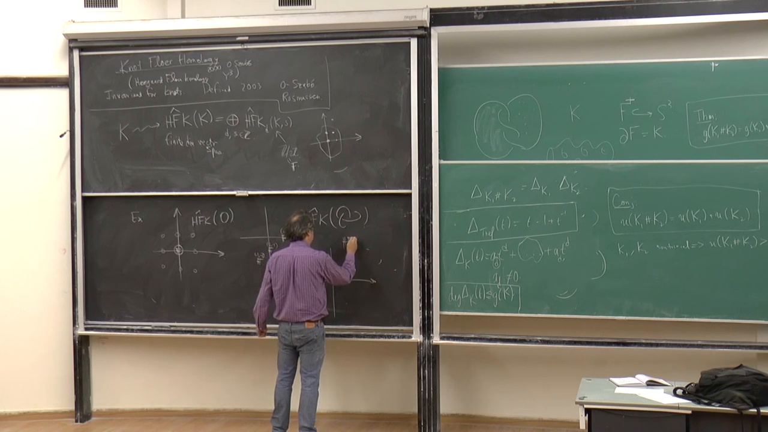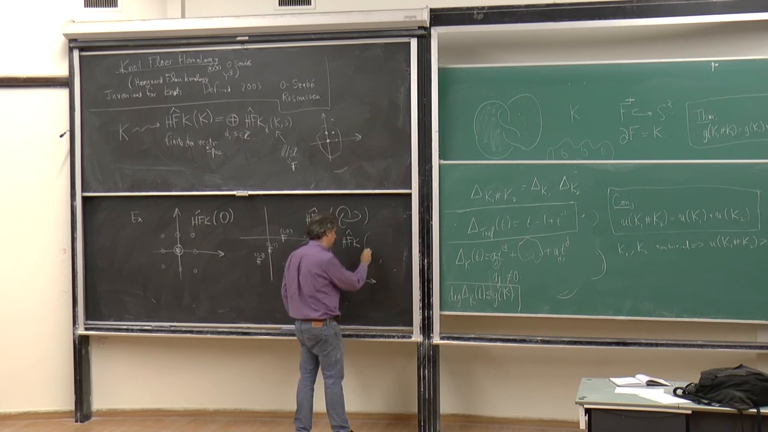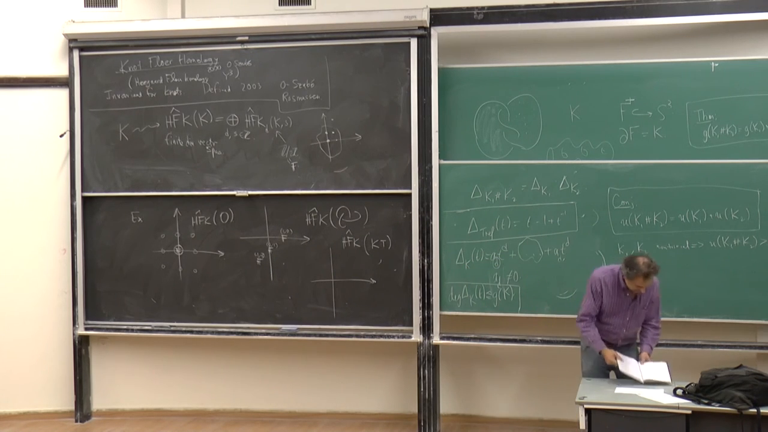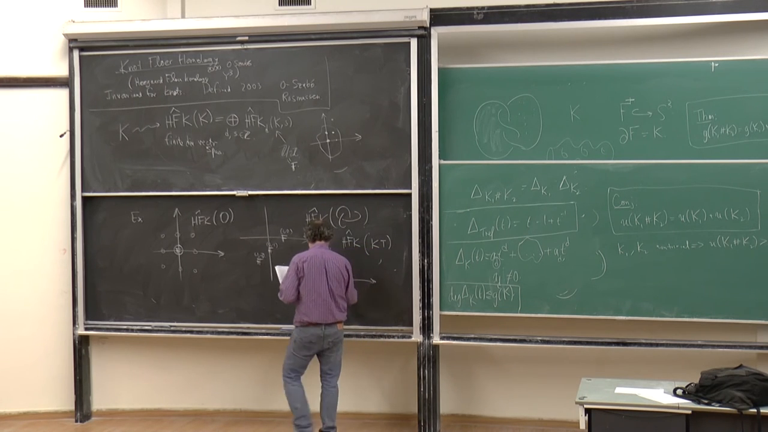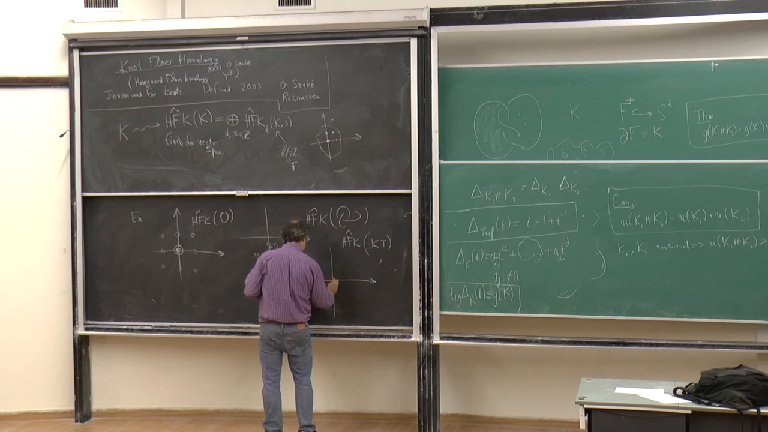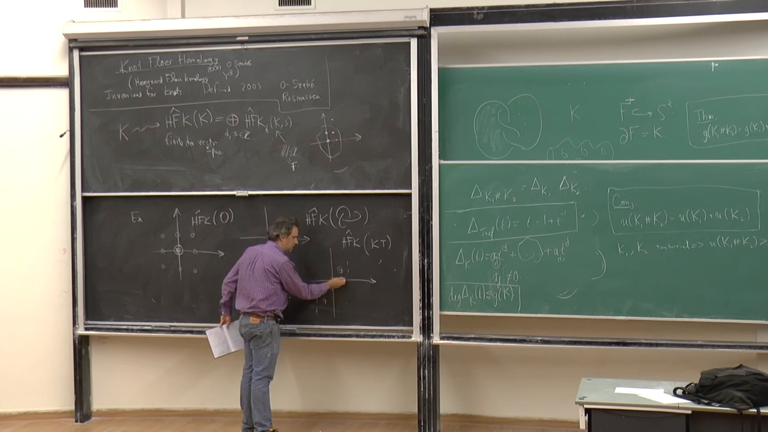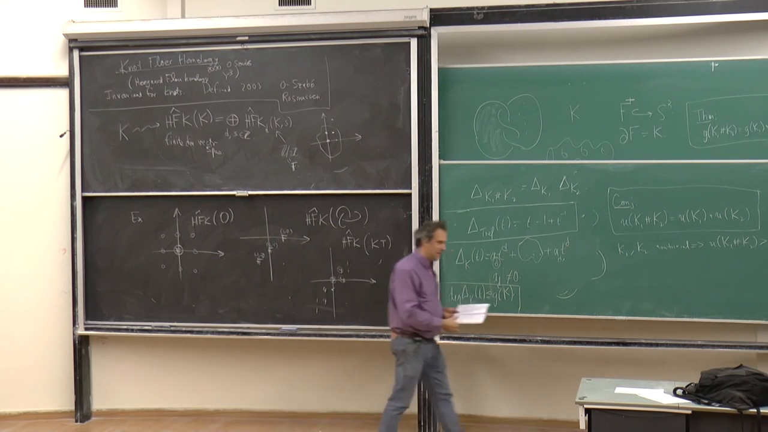HFK hat of the Kinoshita-Terasaka knot that I drew earlier looks like this. I won't draw it again. Seven, six, four, four, one, one, four, four, one, one. It lives on two diagonal lines. These numbers are just the dimensions of the vector space, and everywhere else, it's 0. So these are some examples of knot Floer homology.